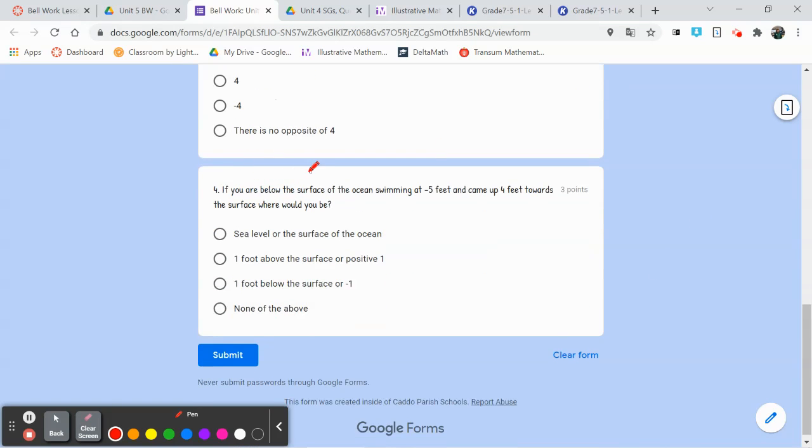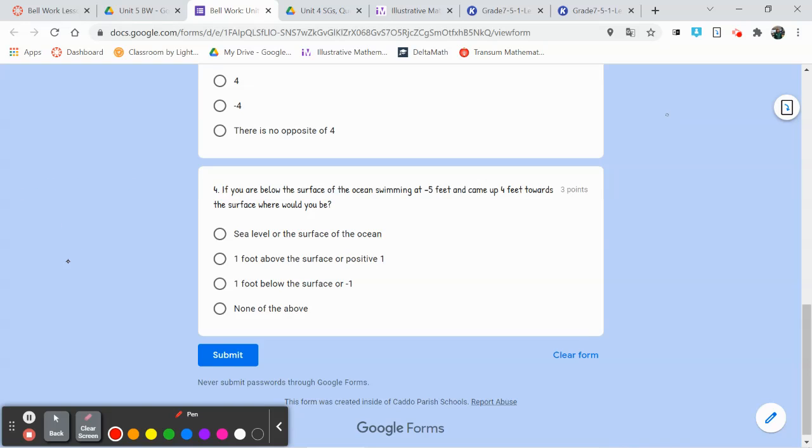If you were below the surface of the ocean and swimming at -5 feet, and you came up 4 feet towards the surface, where would you be? Would you be at sea level or the surface of the ocean? Would you be 1 foot above the surface of the ocean, or +1, 1 foot below the surface, or -1, or none of the above?